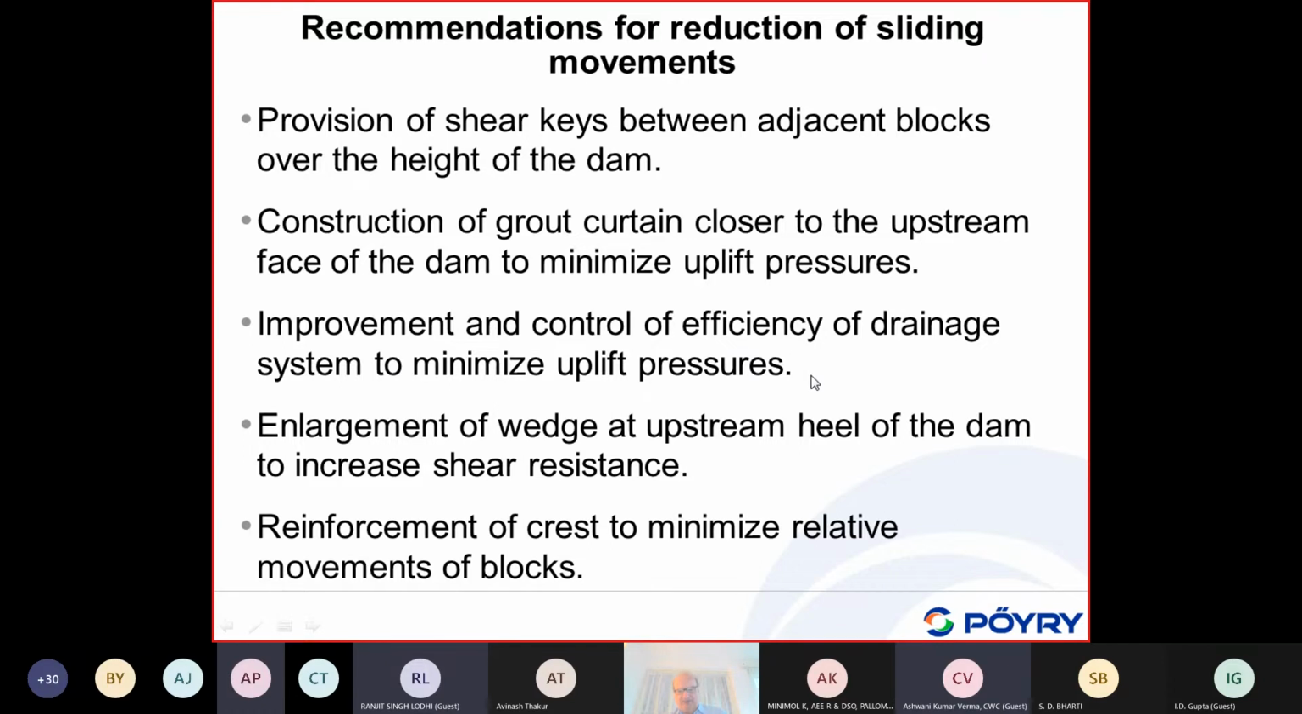I still remember from Dibang, according to the Indian codes, you have to assume that your drainage system is out of operation. That means you have a full uplift along the dam foundation contact. This we consider as a really extreme case. This is a worst case.